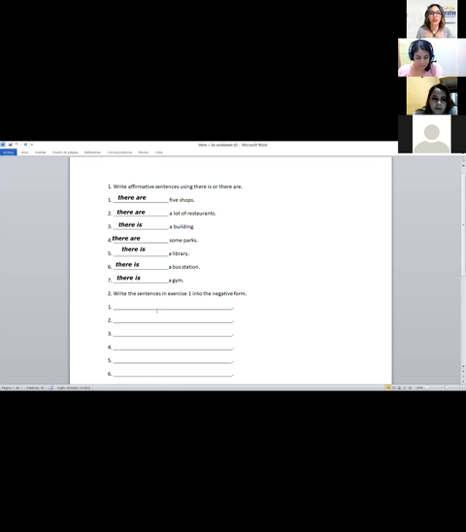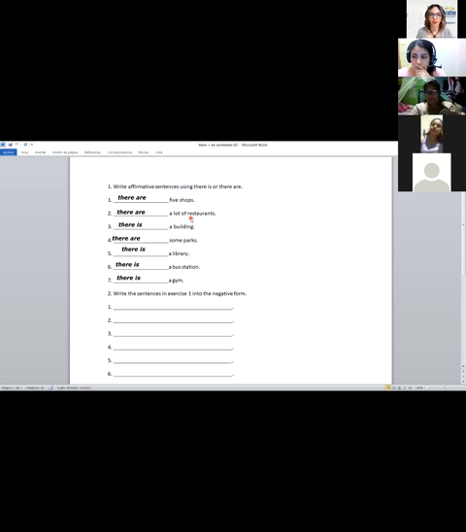Okay. Part number 2 is just transformation, ¿verdad? En la segunda parte solo íbamos a poner la manera negativa de cada una de ellas. Okay, let's begin with Catherine Reyes. Number 1 in the negative form, please. They aren't 5 shops. There aren't 5 shops. Thank you. Now, Vanessa Carolina. Number 2 in the negative form. There aren't a lot of restaurants. Perfect. Thank you.